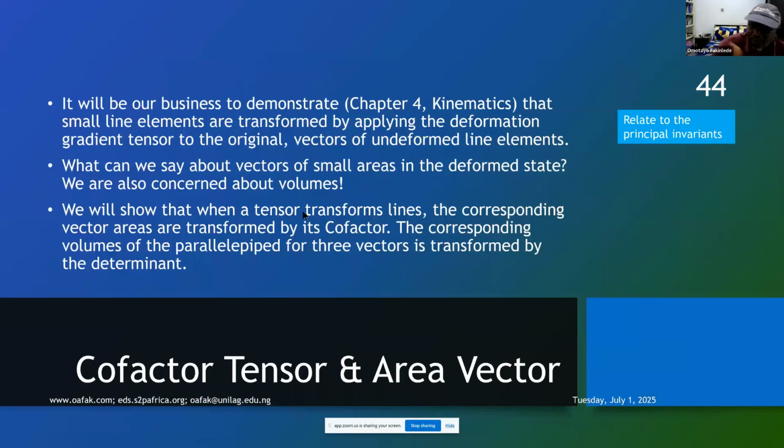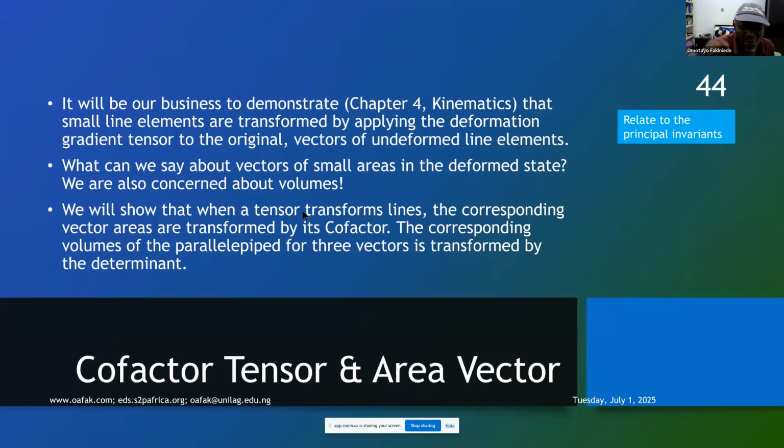That is in chapter 4. Unfortunately, you are not going to get there while I'm with you. Small line elements are transformed by applying the deformation gradient tensor to the original vectors of undeformed line elements. We can prove it. We can demonstrate it.